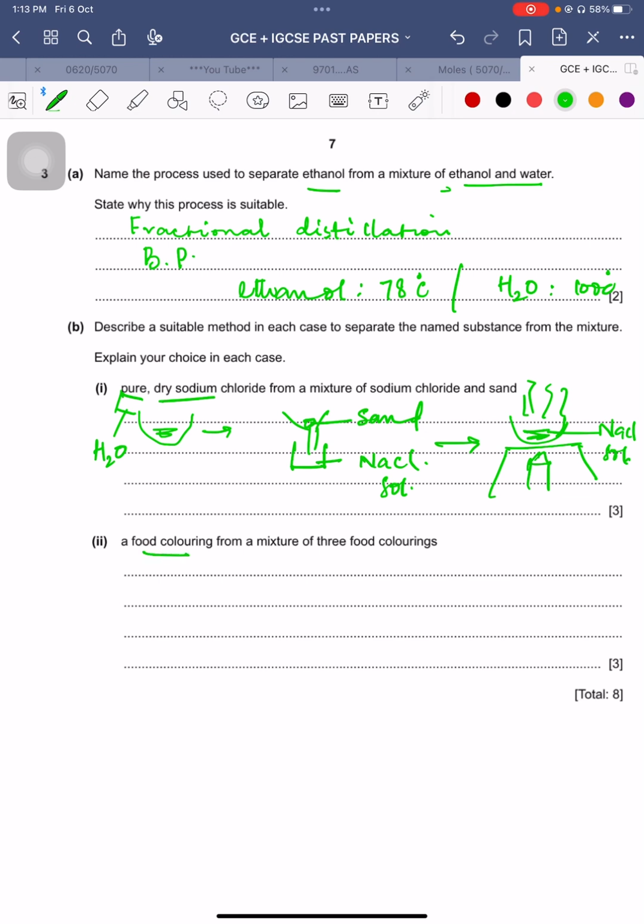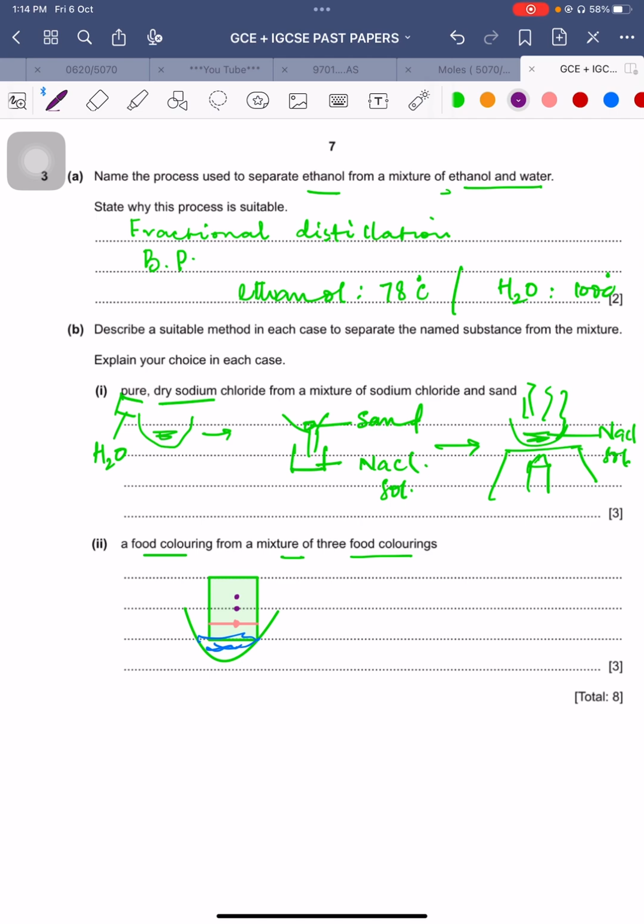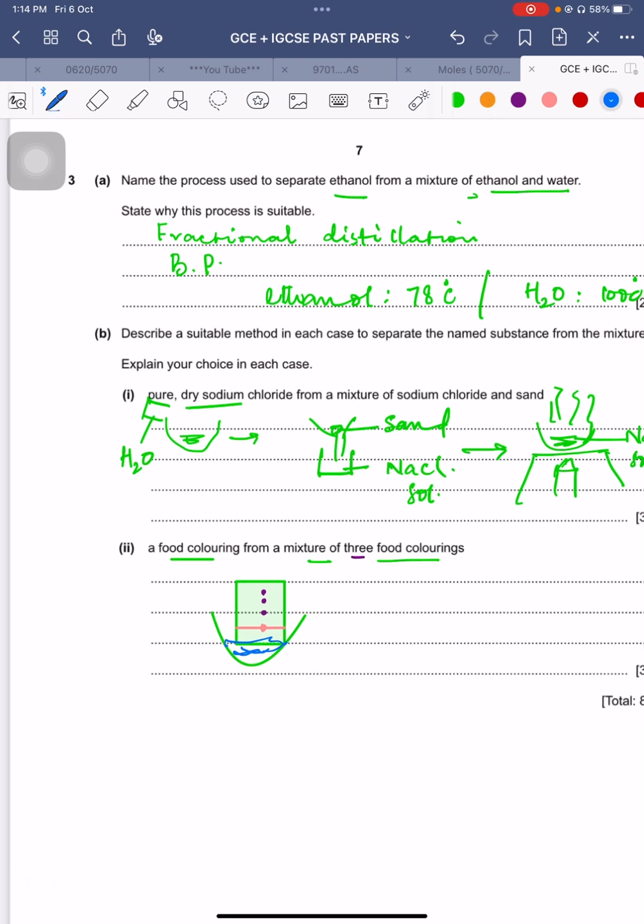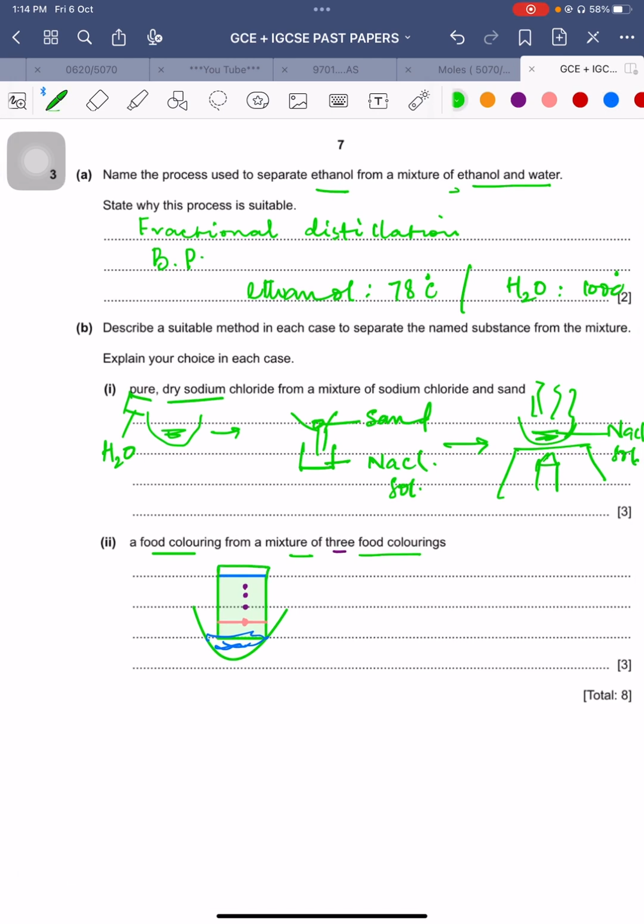Now they are saying a food coloring from a mixture of three food colorings. Food colorings can be separated from each other with the help of a chromatography experiment. We will take this chromatogram, and as we know, food coloring is soluble in water. So I am going to make water, for example. This is water, and this is the start line on which we have placed the food coloring. The food coloring will make different spots here, a mixture of three food colorings, so we have to place three spots. Then there is the line traveled by the solvent. I should make this paper a little bit bigger. Okay, great.